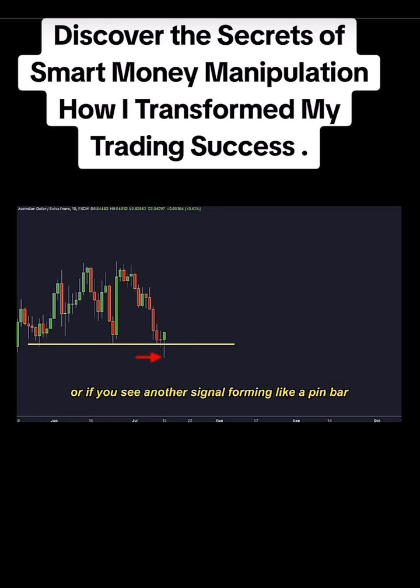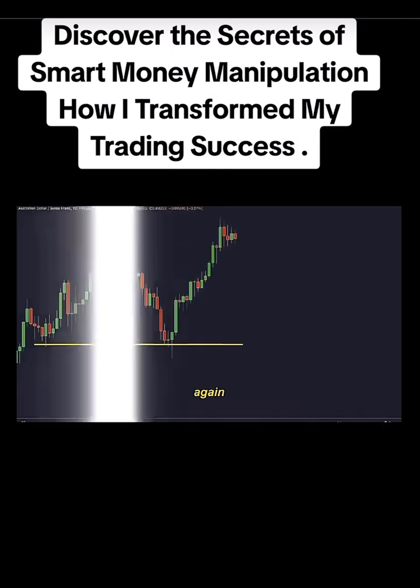Or, if you see another signal forming, like a pin bar, this is another opportunity to re-enter the market. You can consider re-entering the trade with another buy order. But this time, place your stop loss a bit further away, below the low of the stop hunt move. This gives your trade more room and helps you avoid getting caught in the same trap again.